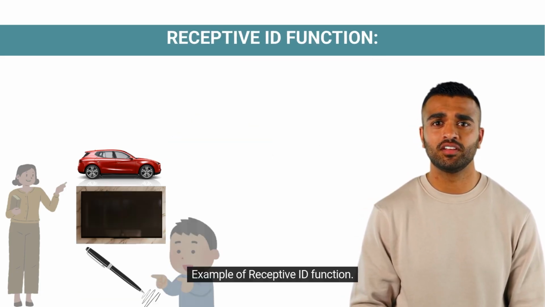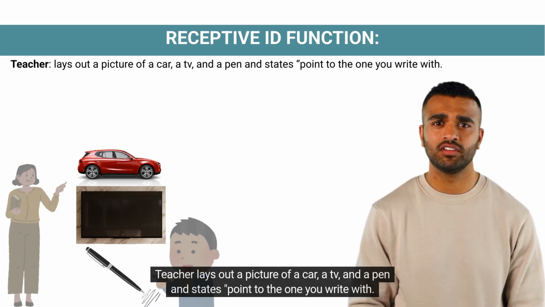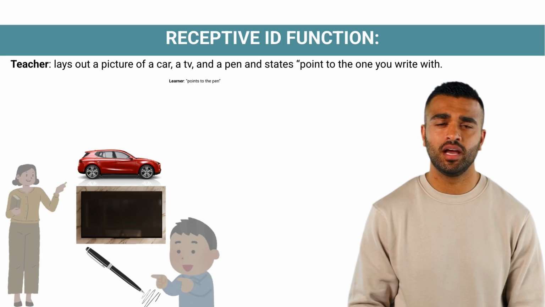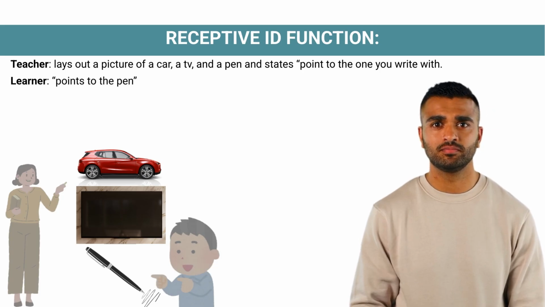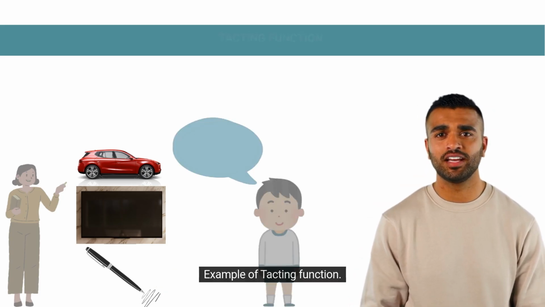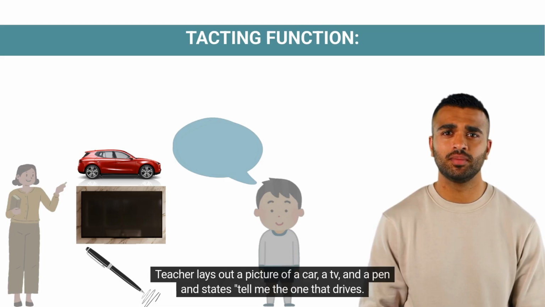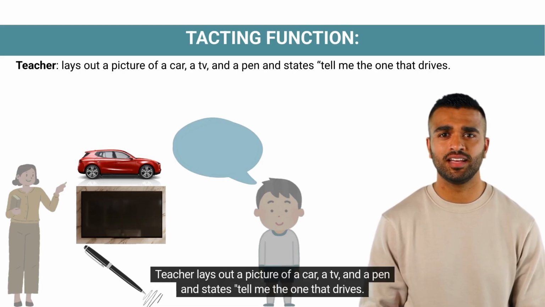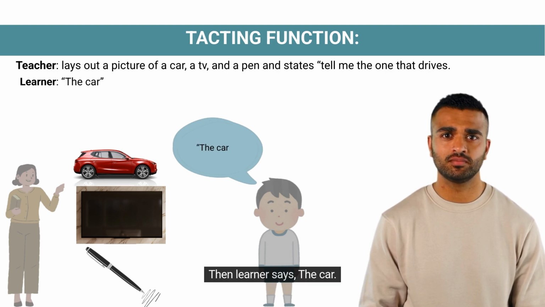Example of receptive ID function: teacher lays out a picture of a car, a TV, and a pen and states, point to the one you write with. Then learner points to the pen. Example of tacting function: teacher lays out a picture of a car, a TV, and a pen and states, tell me the one that drives. Then learner says, the car.